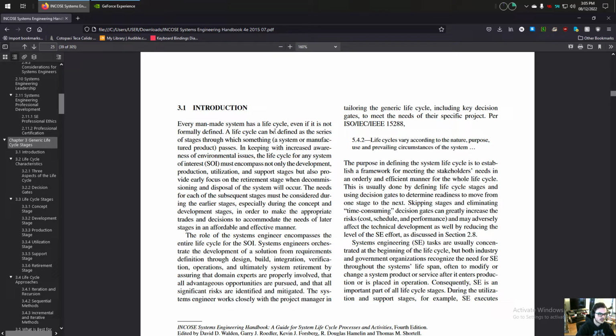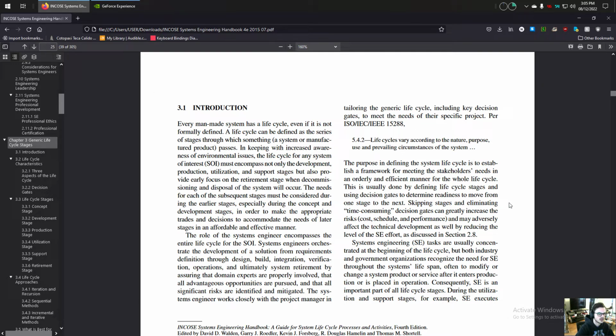Per ISO/IEC/IEEE 15288, life cycles vary according to the nature, purpose, use, and prevailing circumstances of the system. The purpose in defining the system life cycle is to establish a framework for meeting the stakeholders' needs in an orderly and efficient manner for the whole life cycle. This is usually done by defining life cycle stages and using decision gates to determine readiness to move on from one stage to the next.